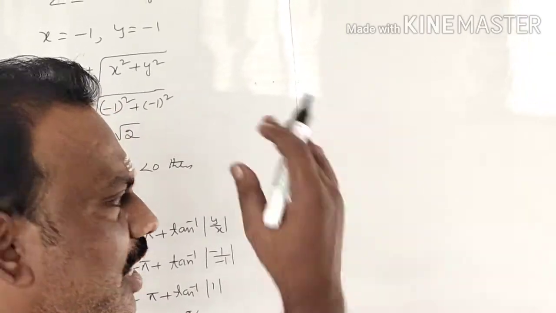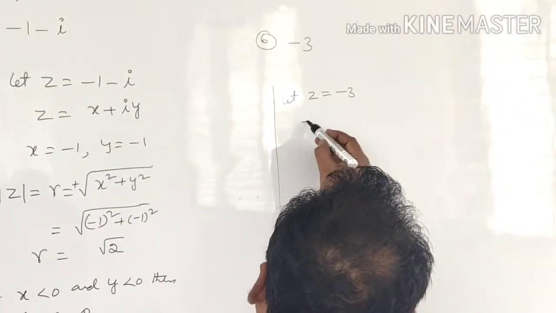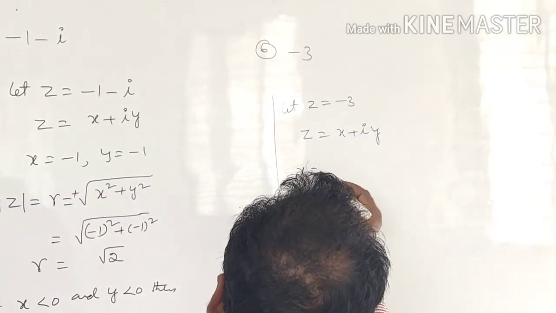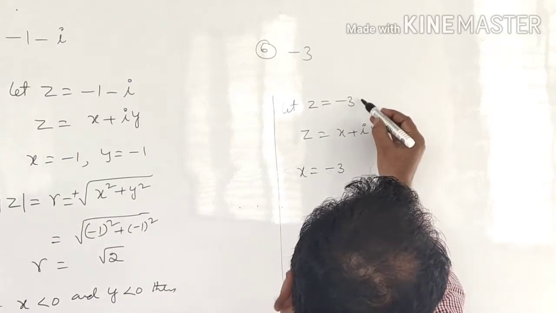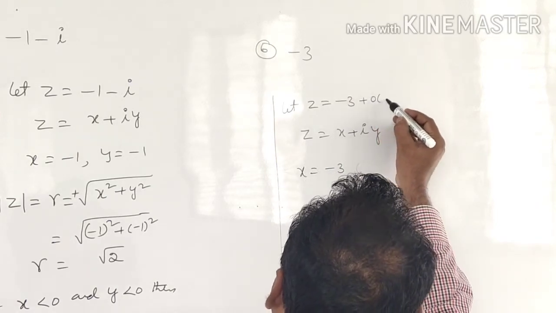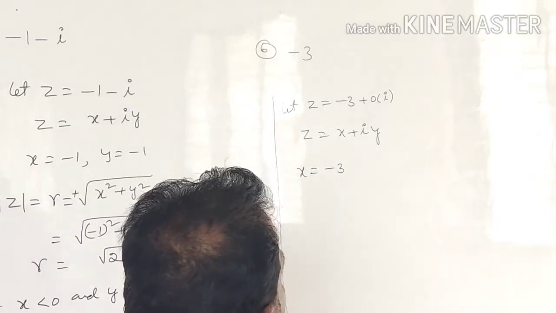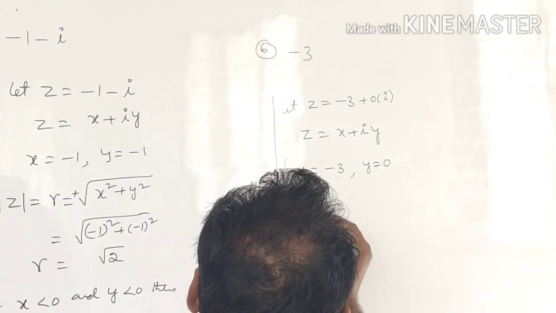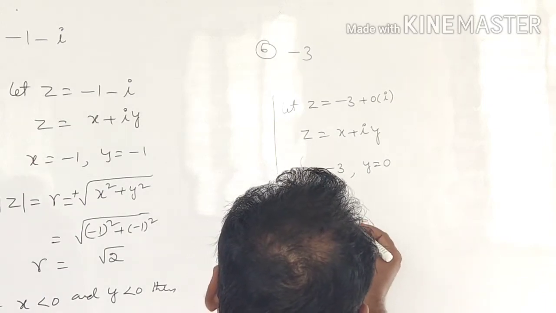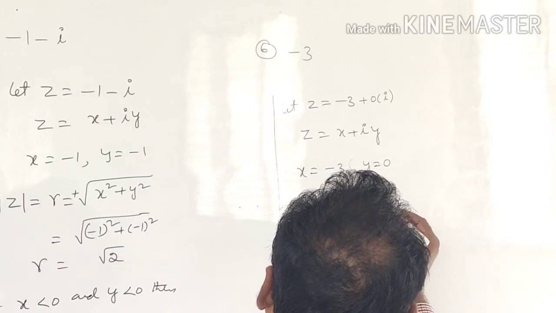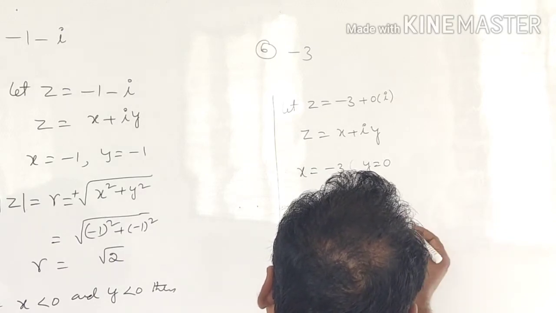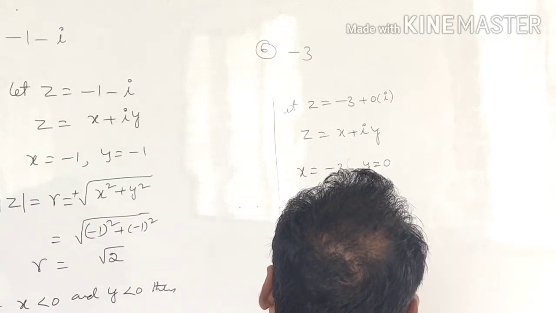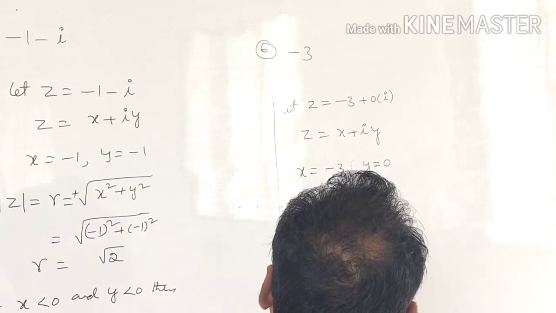Clear, students? Otherwise you can do it the usual way. z is equal to x plus iy. By comparison, the x value is equal to minus 3, because I can write this as minus 3 plus 0 into i. The x value is minus 3, the y value is 0. So the modulus of a complex number, mod z or r, is equal to root over x square plus y square. That is root over minus 3 whole square plus 0 square, root over 9. You are getting 3.